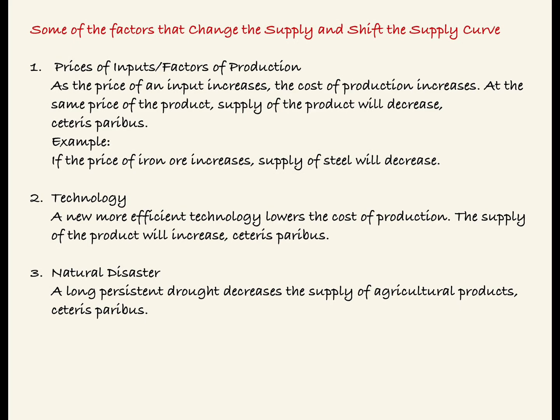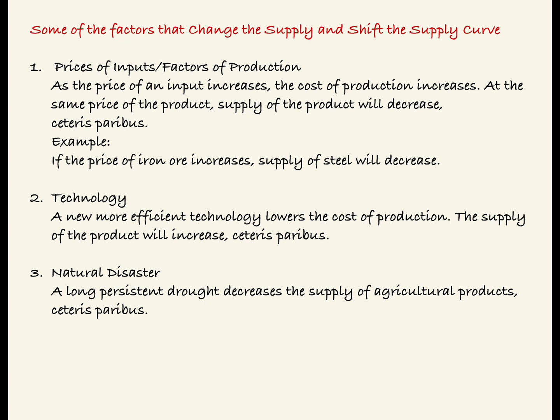Now let's take a look at some factors that change the supply and shift the supply curve. First, the prices of inputs or the factors of production. As the price of an input increases, the cost of production increases. At the same price of the product, supply of the product will decrease. For example, if the price of iron ore increases, supply of steel will decrease.